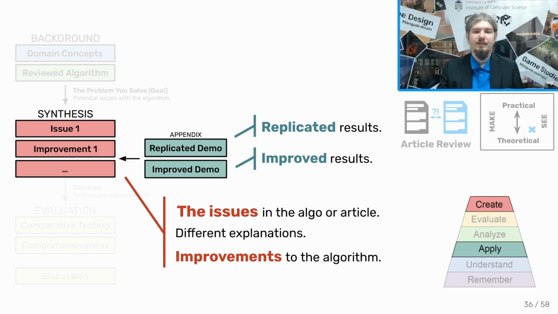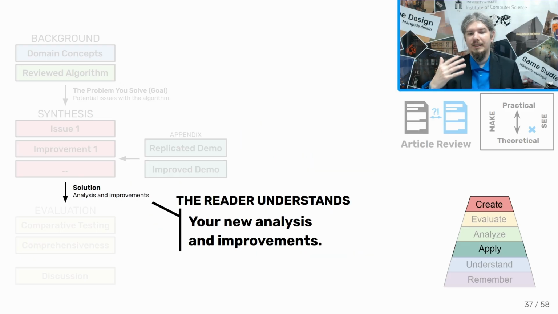Of course, during that, you also create a replicated demo and the improved demo. So you replicate the results of the original algorithm and you show that, look, with your improvements, the improved demo works better in some way. From that part, the reader now understands what the issues were, how you analyzed them, why they are really issues, and how you improved the original algorithm or the reviewed algorithm.